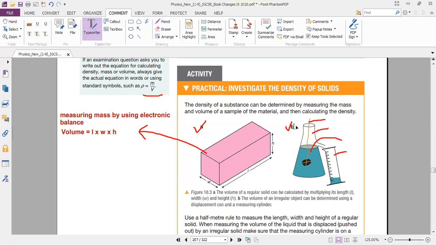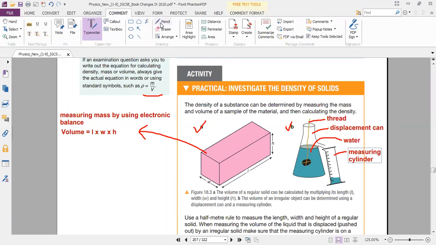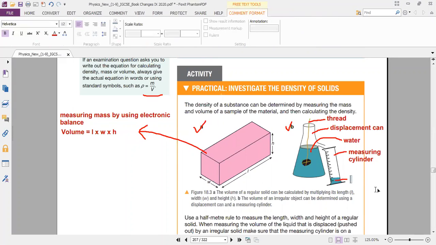So this is thread. This is displacement can, water, measuring cylinder, and this one is displaced water.